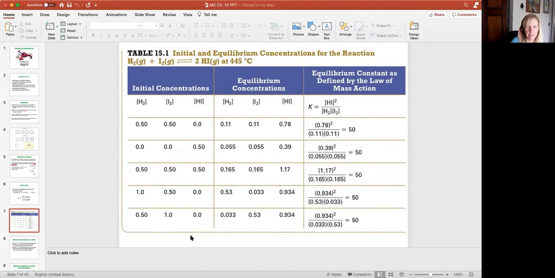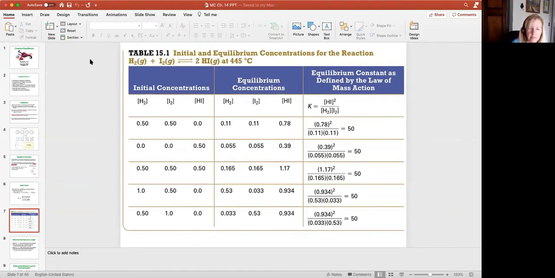And so in this slide, what we have is, this is my reaction. H2 plus I2 goes to 2HI. I've done this reaction 1, 2, 3, 4, 5 different times. So 5 different experiments all at the same temperature, so 445 degrees Celsius. These are my initial concentrations. So my first reaction, I started with a half a molar of each of these, and I didn't have any product in the mix, so I just mixed these two together.